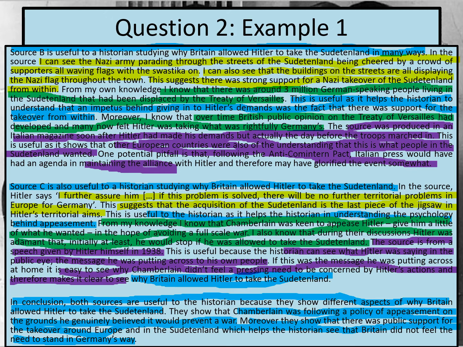So in the conclusion, I've just reiterated the reasons why Britain allowed this to happen from looking at those two sources. So this is the kind of answer that you need to try and be producing, making sure you're following the formula. So making frequent references to the question, using the content of the source, using some knowledge to support and back that up, and also discussing the provenance of the source and making it clear how that makes it useful.